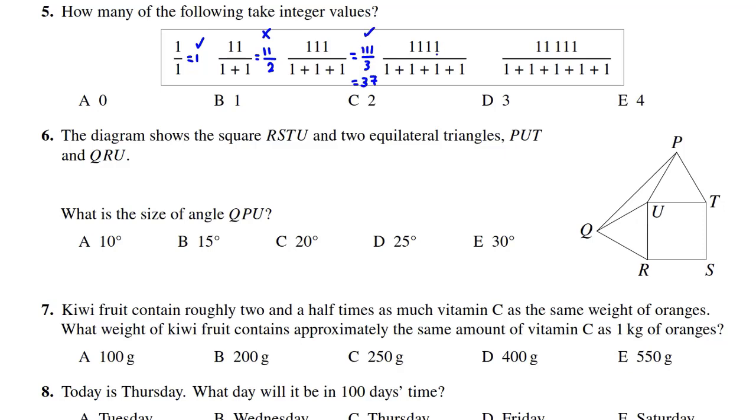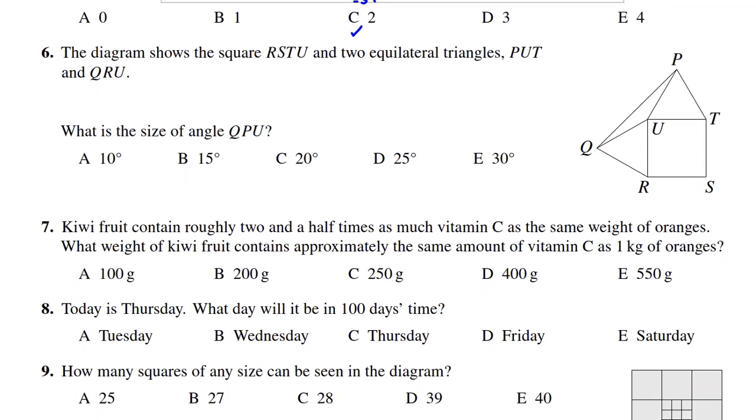So this one is okay. This one will be 1111 divided by 4. It's not a multiple of 4. The last two digits are important when you want to divide by 4. 11 is not a multiple of 4. The numerator is odd, the denominator is even. The last one is 11111 divided by 5, where 1 plus 1 plus 1 plus 1 plus 1 is 5. The last digit should be 0 or 5 if it is a multiple of 5, and we see the last digit is 1. It's not possible. So only the first one and the third one are integers. And the answer will be C, because we have only two numbers that are integers.